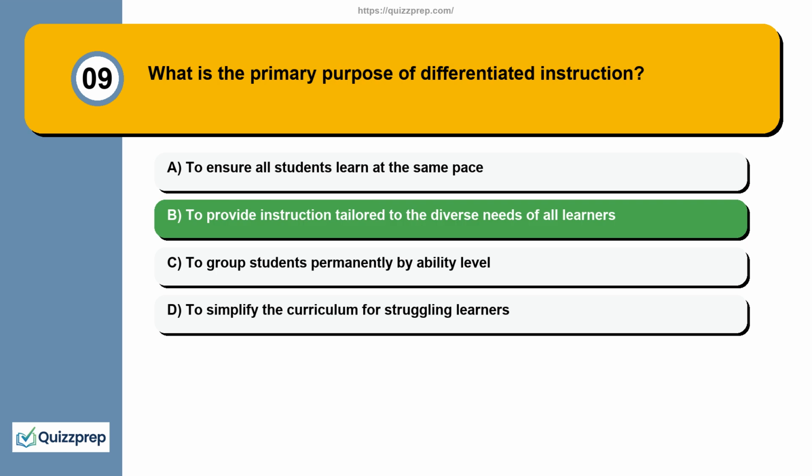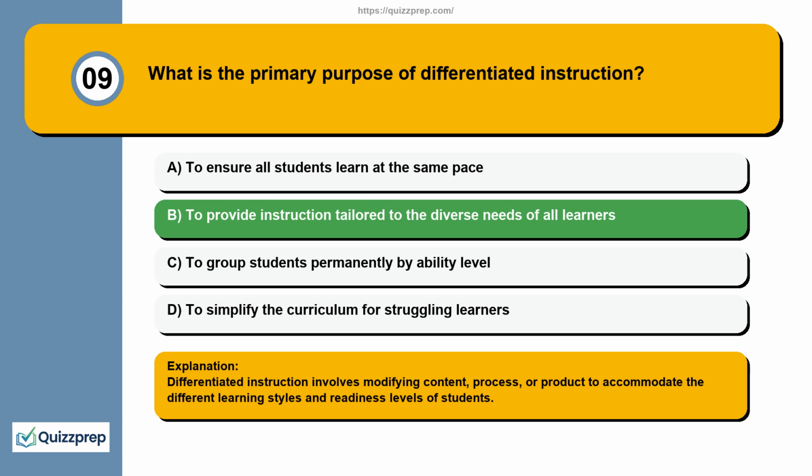The correct answer is option B. To provide instruction tailored to the diverse needs of all learners. Explanation. Differentiated instruction involves modifying content, process, or product to accommodate the different learning styles and readiness levels of students.